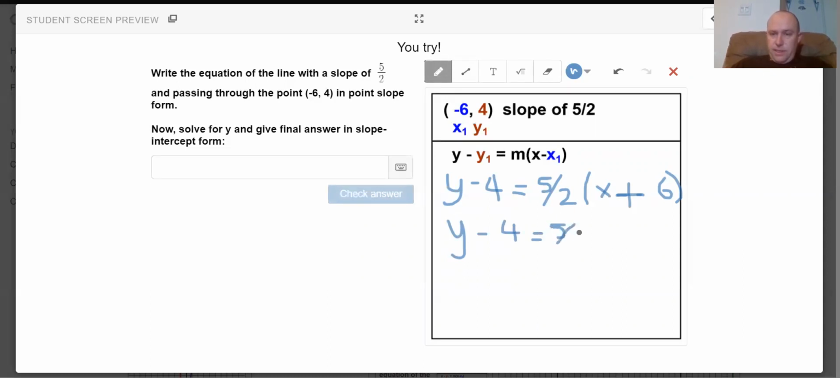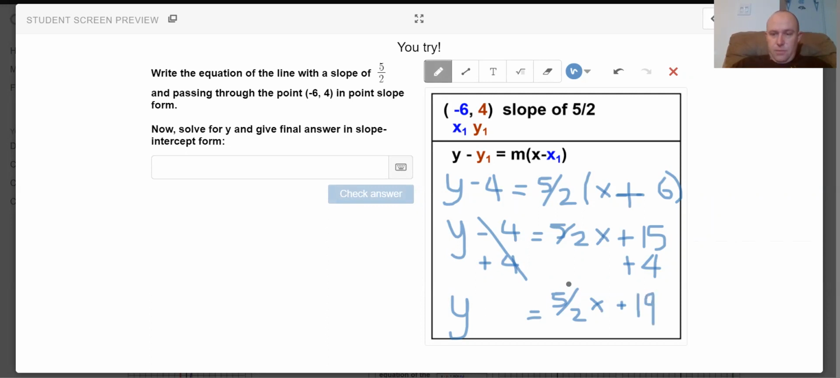5 over 2 times x is 5 over 2x. And 5 over 2 times 6, you should certainly check that one on Desmos. That's going to be 15. And to make it say y equals, I need to move this negative 4 to the other side, which I do by doing the opposite, which is to add 4. And then I can go ahead and just work out what this is. So 15 add 4 is 19. So my equation, therefore, is 5 over 2x plus 19.